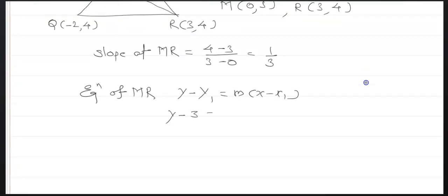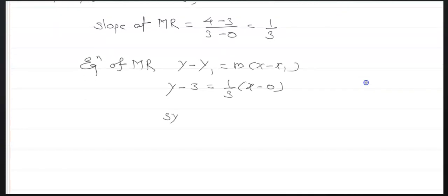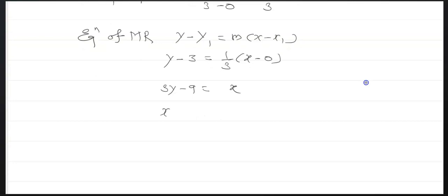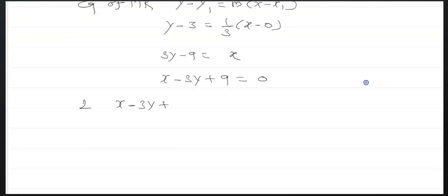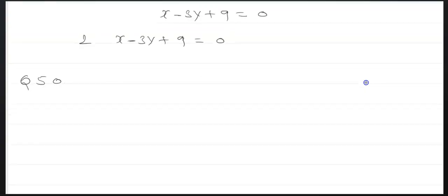Equation of MR: y minus y1 is equal to m times (x minus x1). Y minus 3 is equal to 1 upon 3 times (x minus 0). 3y minus 9 is equal to x. X minus 3y plus 9 is equal to 0. Option 2 is the correct one.